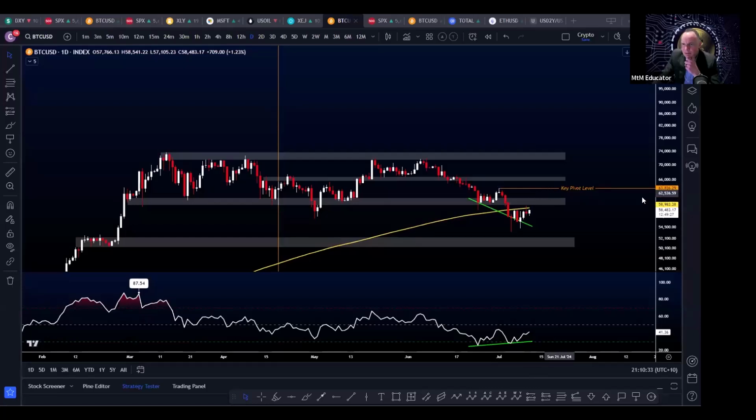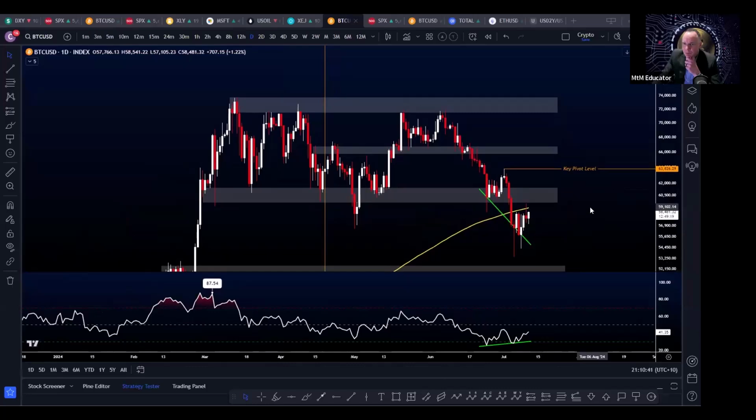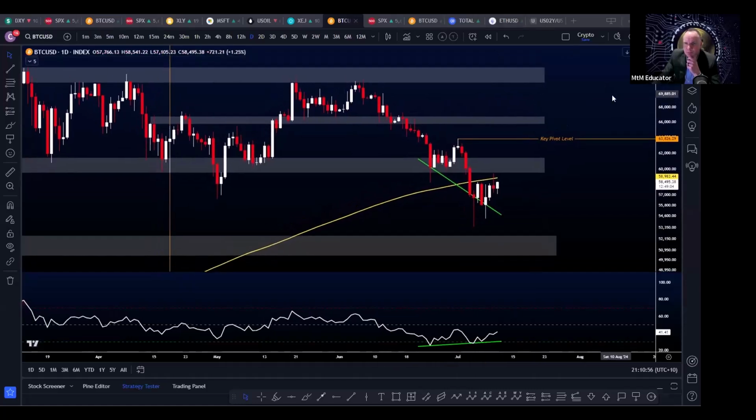And then we need to take this key pivot level, call it 64K. When we're above 64K, that definitely minimizes any further downside risk. And then the bulls are properly in charge when we take 66.7K, call it 67K. The bulls are properly in charge.